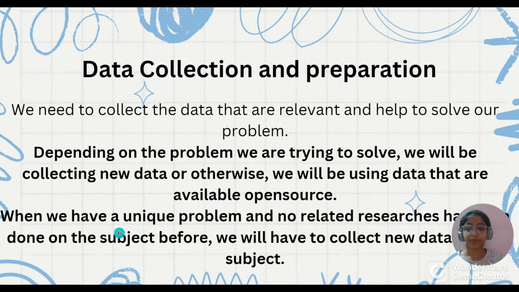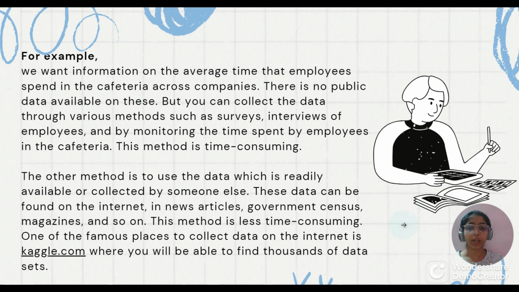We can have a unique problem on which no related research has been done. We will have to collect new data on that subject. For example, if we want information on the average time that employees spend in the cafeteria across a company, there is no public data available on this, but we can collect the data from various methods such as surveys, interviews of employees, and by monitoring the time spent by employees in the cafeteria. This method is time consuming.